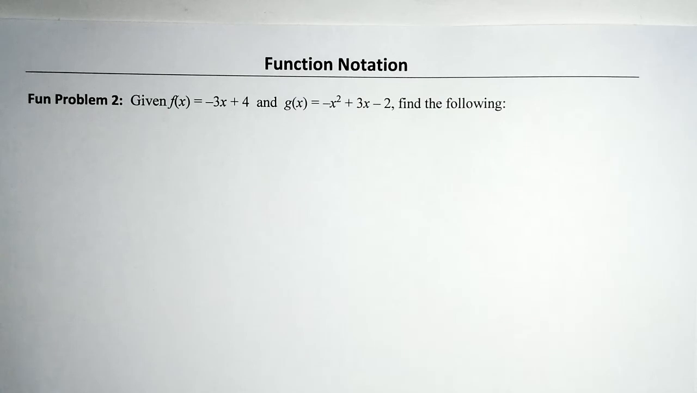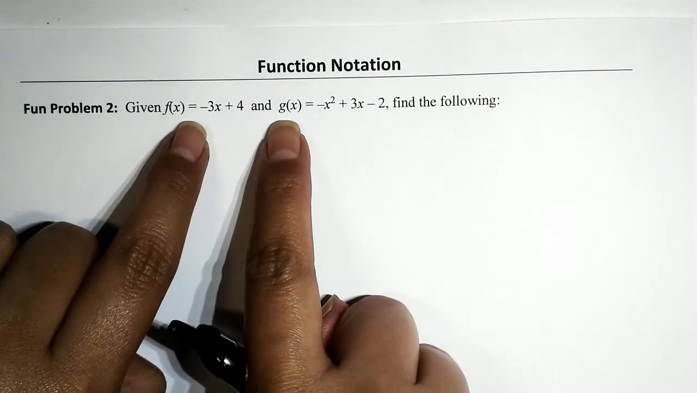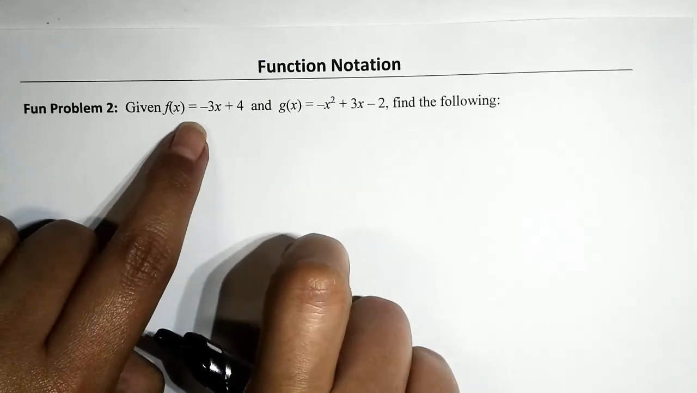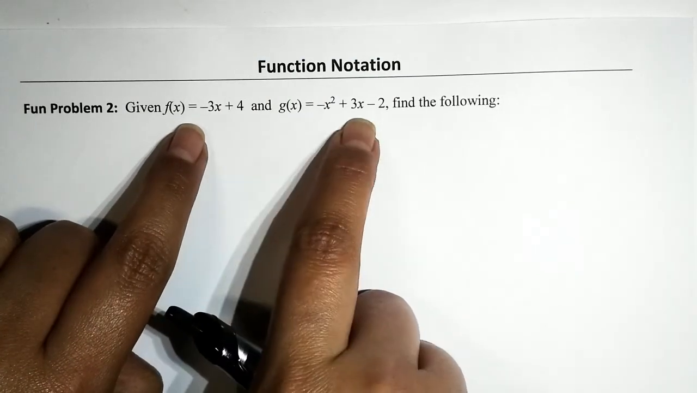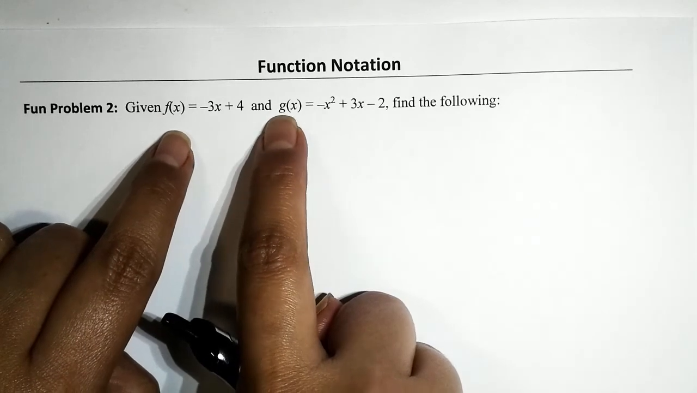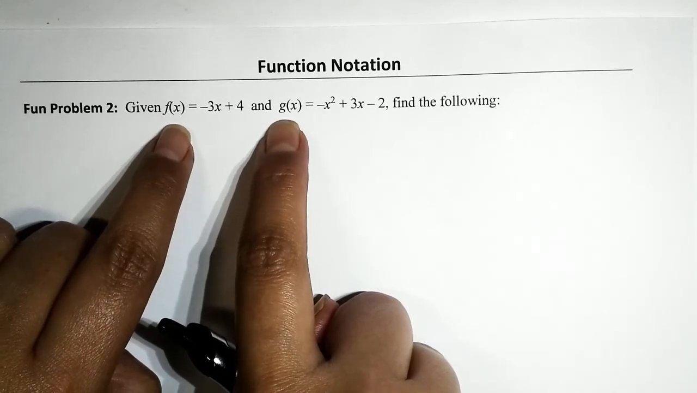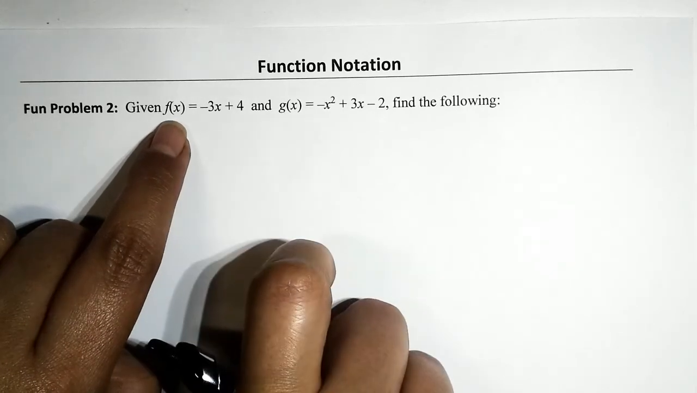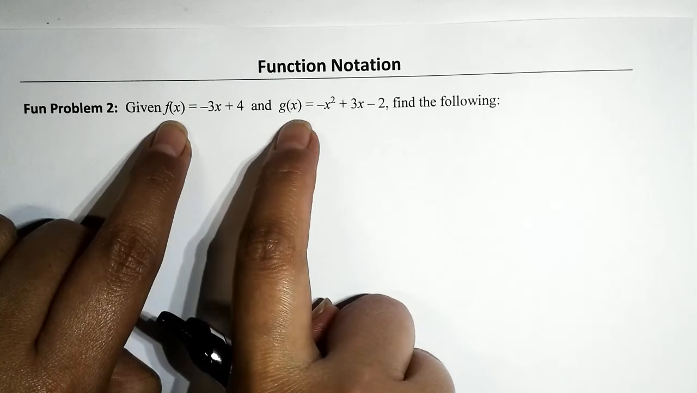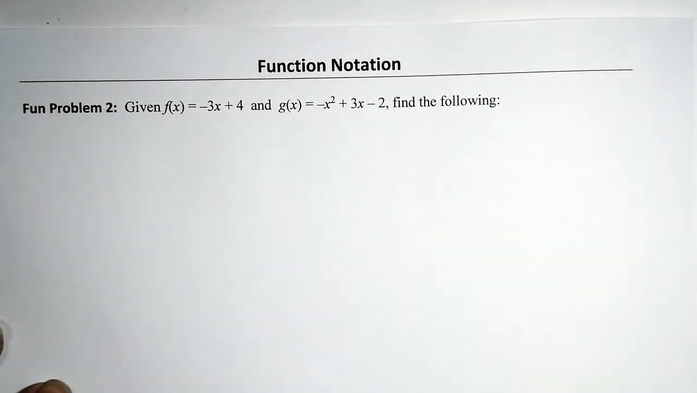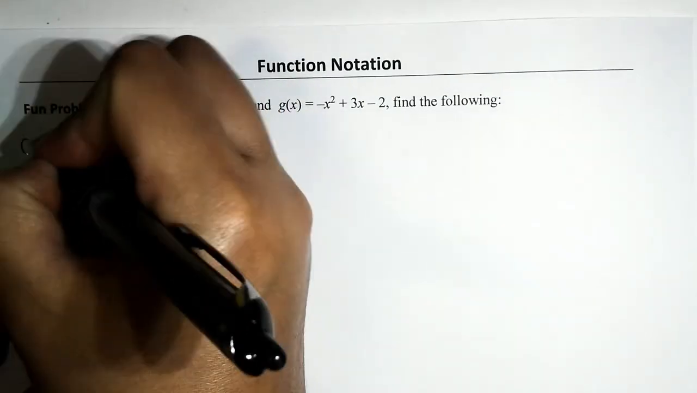So we have two functions. I want to point out that it doesn't say given f of x equals this and another f of x equals that. When we have more than one function, we need to give them different names. We don't want identical twins right here. So the name of this function is f, the name of this function is g. The problems are not typed, so let's go ahead and do these one at a time.